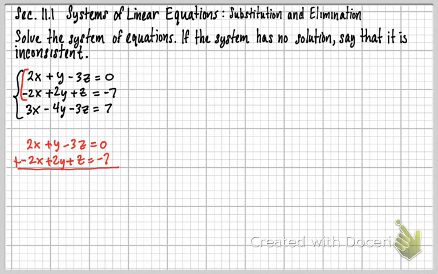Then I'm just going to add those together. So again, my x's are opposites, so that gives me 0 there. So this is going to be 3y minus 2z equals negative 7. Now I'm going to take another pair, but I have to use the last one here. This one, because I didn't use it yet, I have to use that one now.